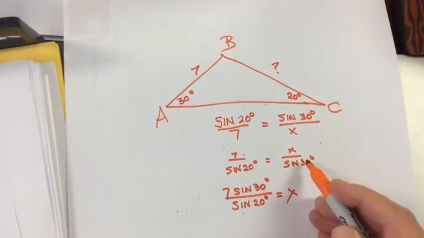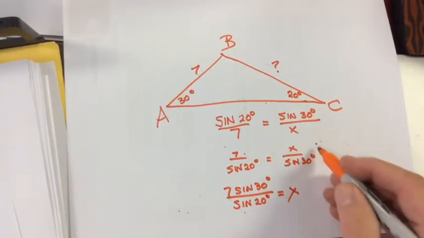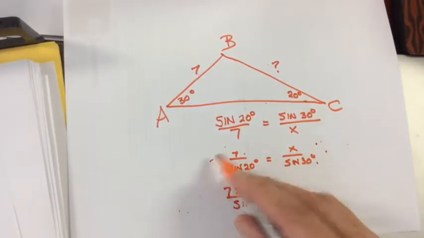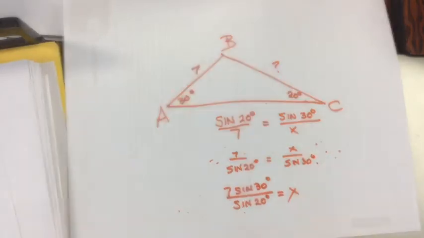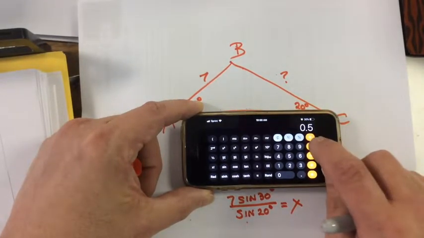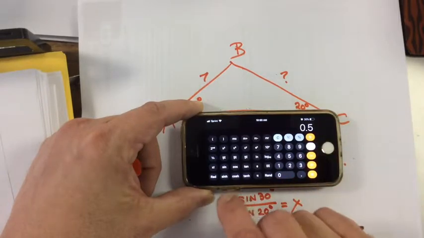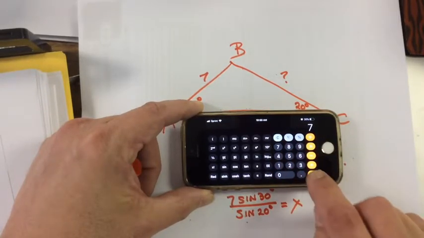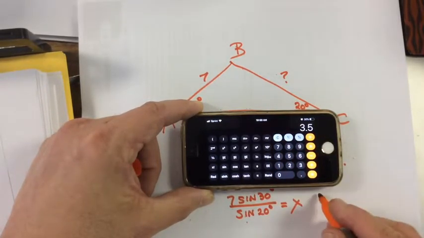No, I'm just multiplying top and bottom. I'm multiplying both sides of this equation by the sine of 30. So we've got a calculator. Okay, there's the sine of 30. Multiply that by 7. Okay, that's 3.5.